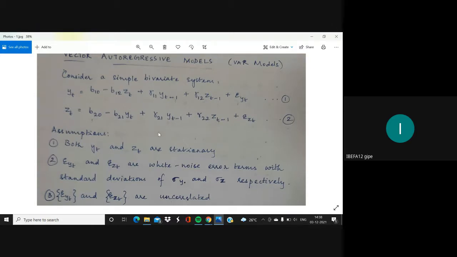Similarly, if you look at equation 2, you'll find that zt depends on the first lag of yt as well as its own first lag. And here also you notice the same thing, that yt has an impact on zt in the same time period. So this is the contemporaneous impact of yt on zt, which is captured by the coefficient b21.